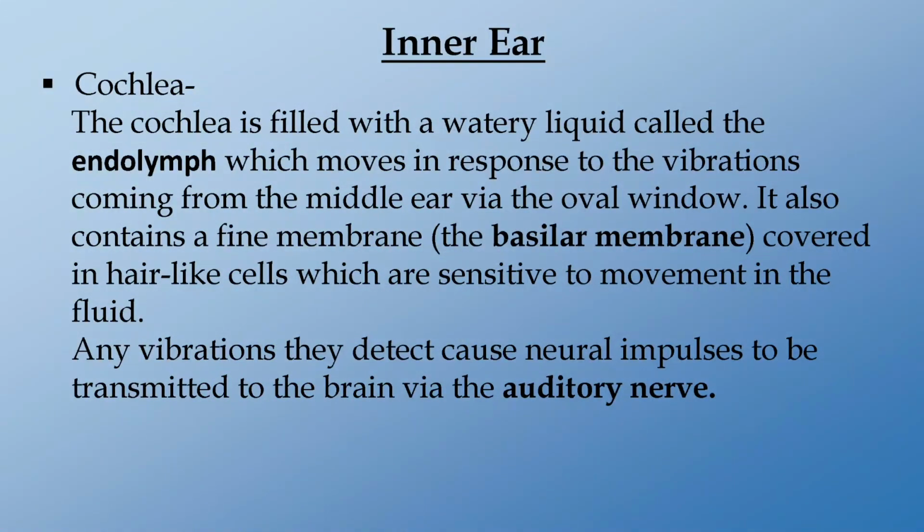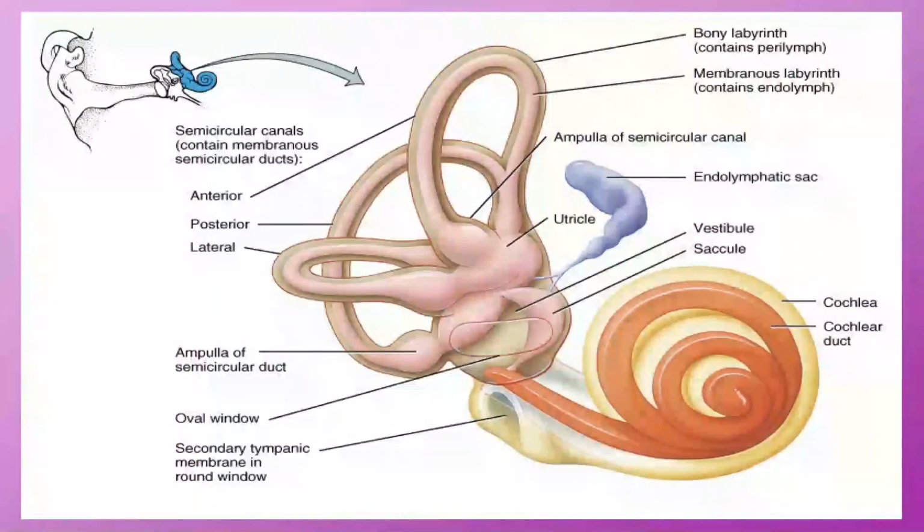Cochlea. The cochlea is a hollow, spiral-shaped bone found in the inner ear. It is filled with a watery liquid called endolymph. It also contains a fine membrane covered in hair-like cells which are sensitive to movement in the fluid. Any vibrations they detect cause neural impulses to be transmitted to the brain via the auditory nerve.